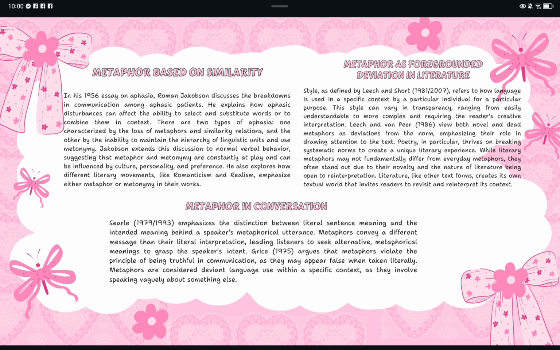Next, we have metaphor as foreground deviation in literature. Style in the realm of language refers to the unique way an individual employs language in a specific context to achieve a particular purpose. It encompasses the choices a writer or speaker makes regarding vocabulary, sentence structure, tone, and overall presentation. This intricate interplay of linguistic elements shapes the reader or listener's experience and ultimately influences the message's impact.